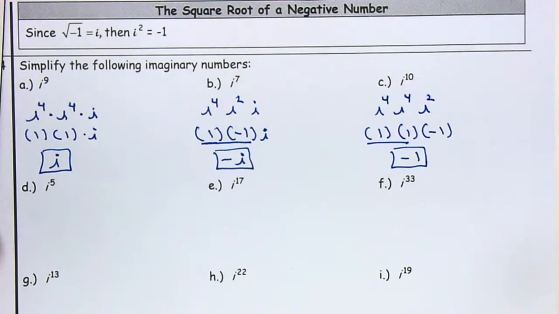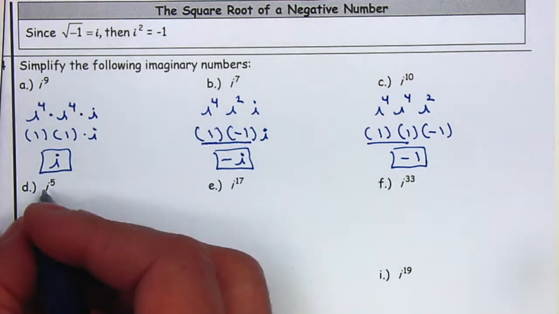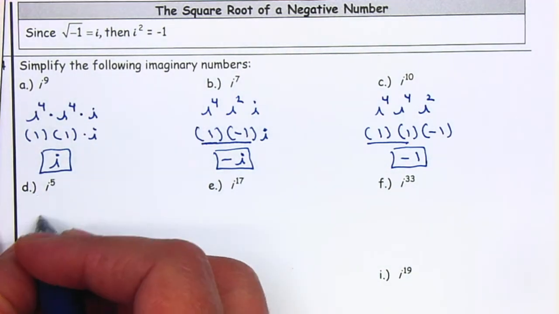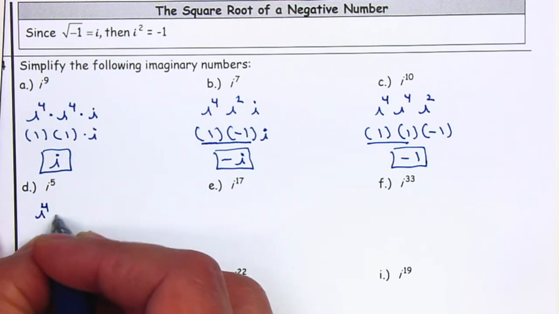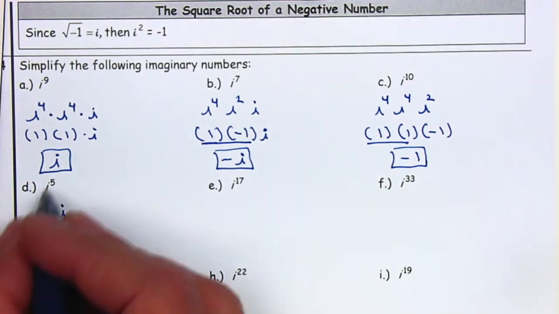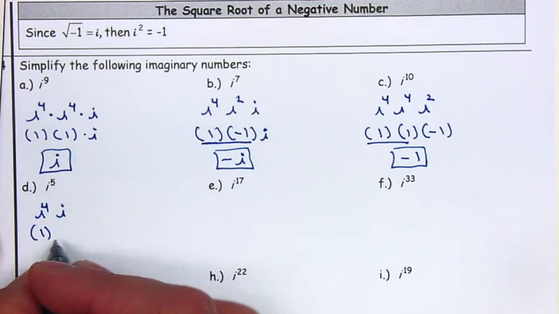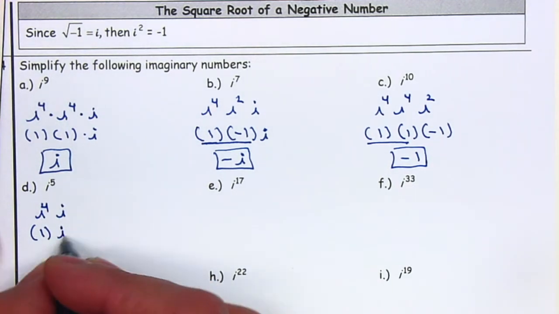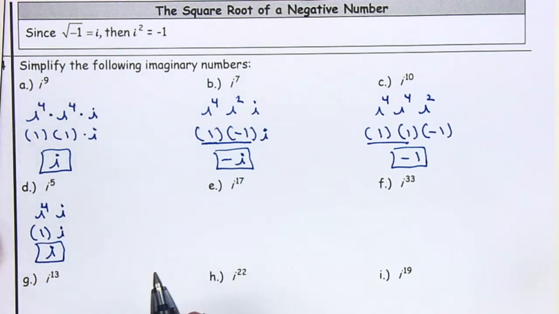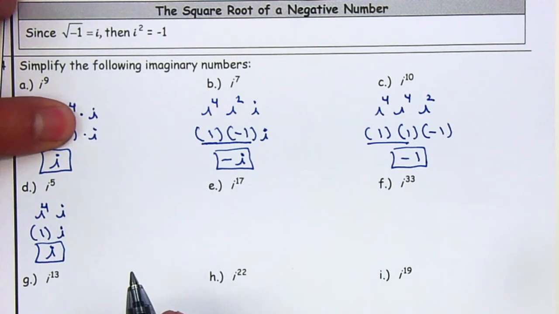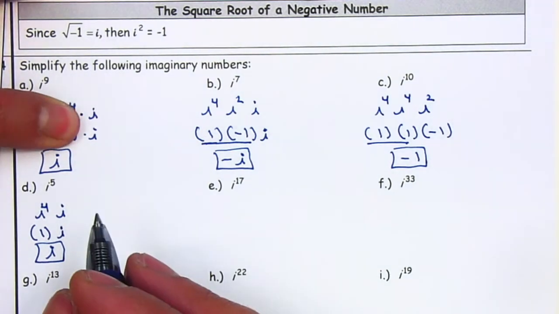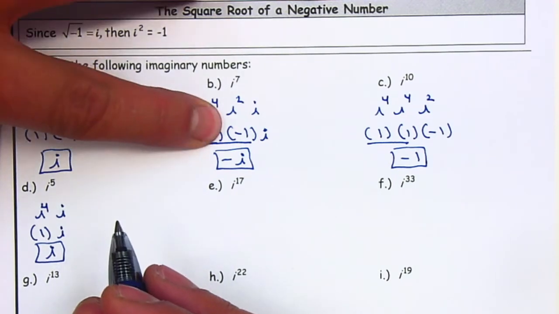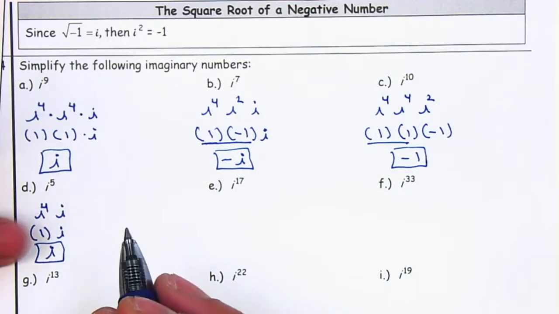Letter D. Same process. How many i to the 4th do I have in here? 1. What's left? 1i. So I have a total of 5. i to the 4th is 1. i is i. 1 times i will give me i. So if you start to notice, the i to the 4th doesn't take any effect, because anything multiplied by 1 is itself.